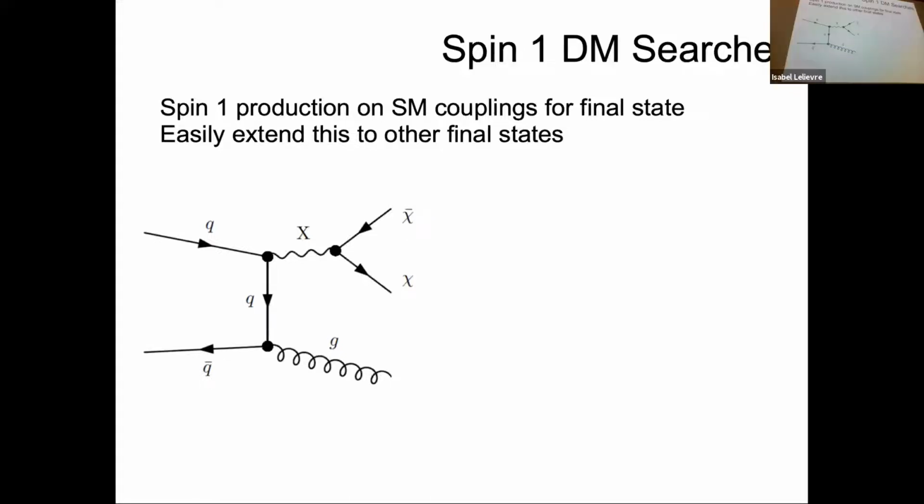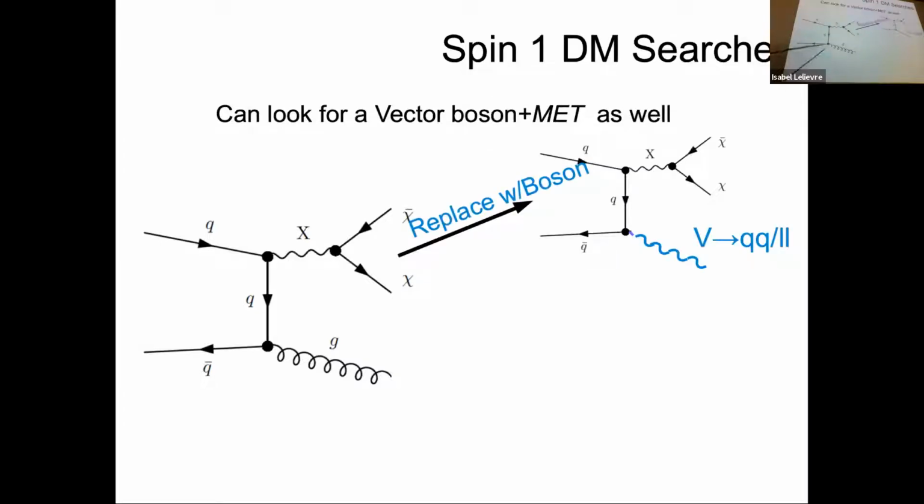All right, so we can take this diagram and start playing around with the jet that's radiated off. You can start adding other things there. A simple thing you can do is replace this gluon with a vector boson, and you can have this decay to leptons or quarks. In the case of a Z boson, this is what we would call mono-Z, a Z boson plus MET.